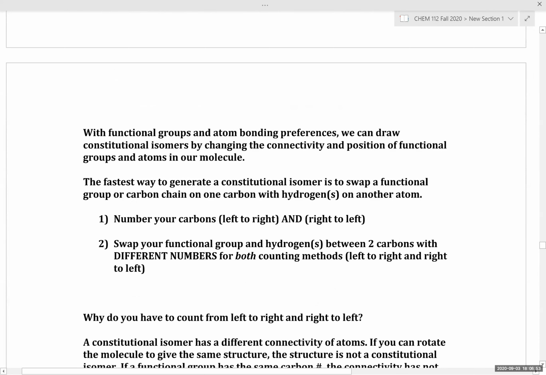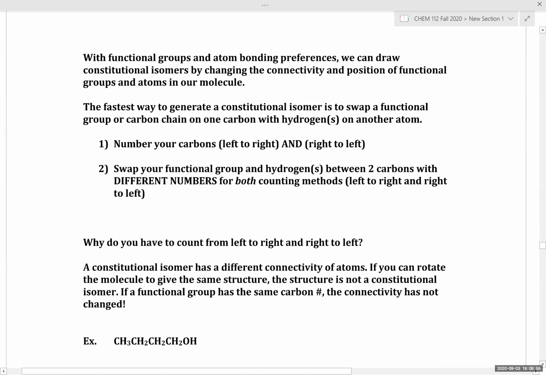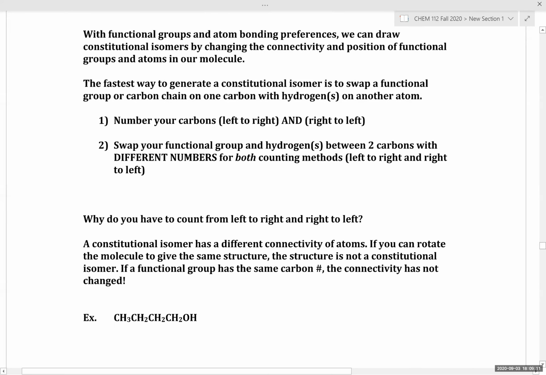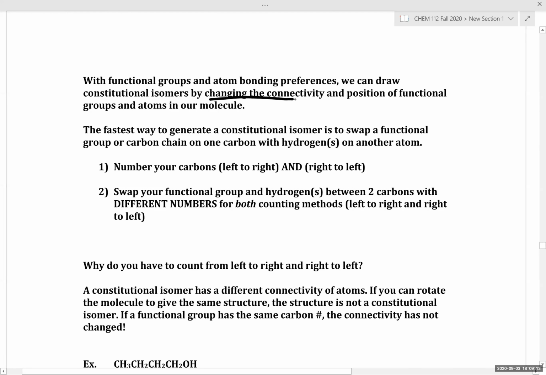Okay, so let's now talk about drawing constitutional isomers efficiently. So this is the thought process I like to use when drawing constitutional isomers. A fast way to draw constitutional isomers is by changing the connectivity and position of functional groups and atoms in our molecule. The fastest way to generate a constitutional isomer, as we talked about earlier, is to swap a functional group or carbon chain on one carbon with a hydrogen on the other.